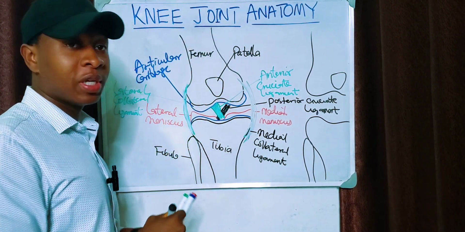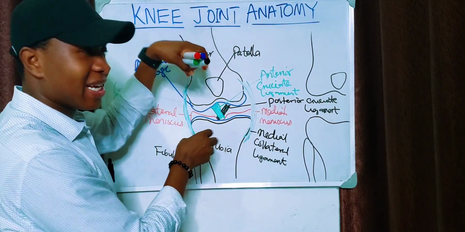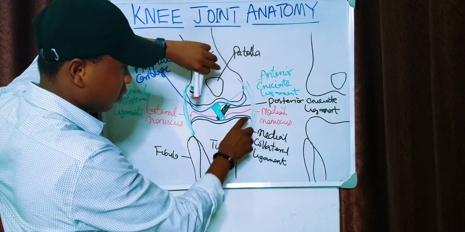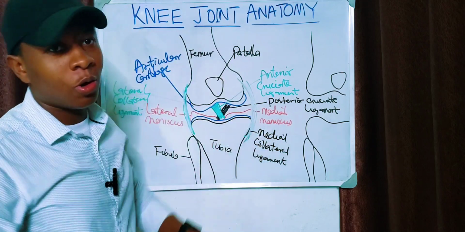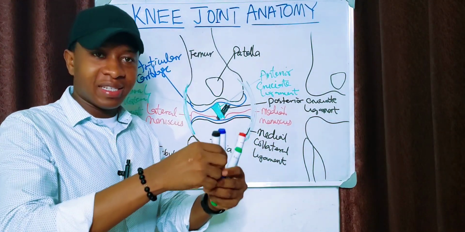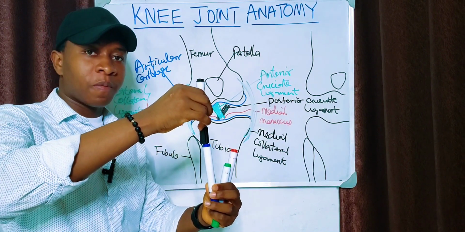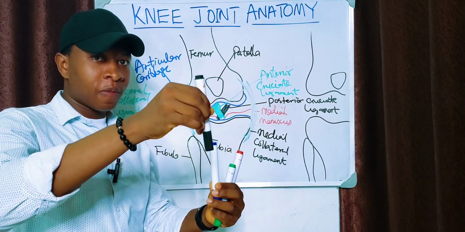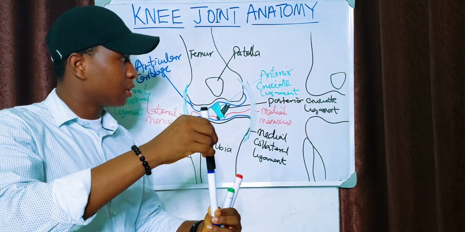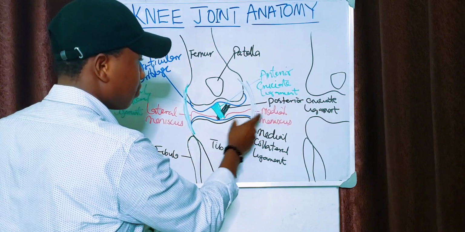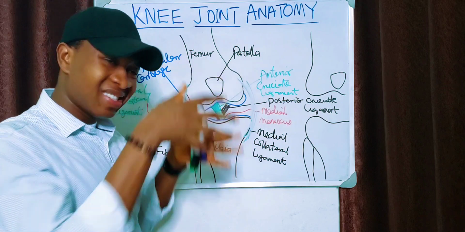Now, what is the function of the collateral ligament? They prevent the joint from sliding sideways. So it holds this part of the joint from bending this way and this other part from bending the other way. So it prevents side sliding like this. Meanwhile, the cruciate ligament prevents it from going backward and forward, which is the anterior and posterior cruciate ligament. The medial meniscus and the lateral meniscus serve as a groove where the femur sits.